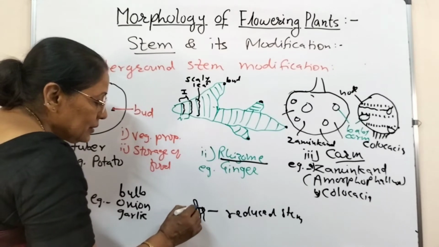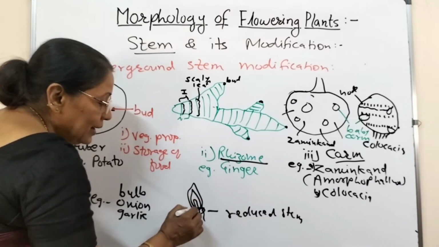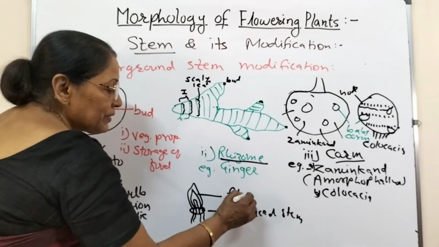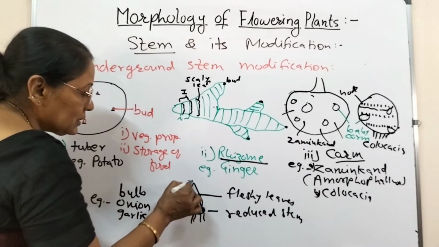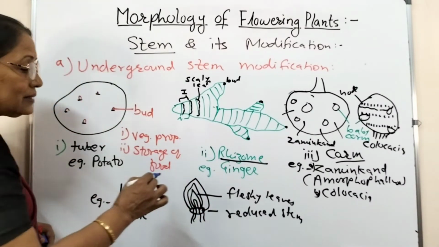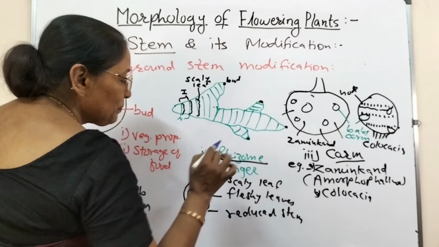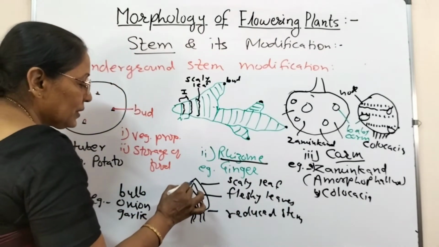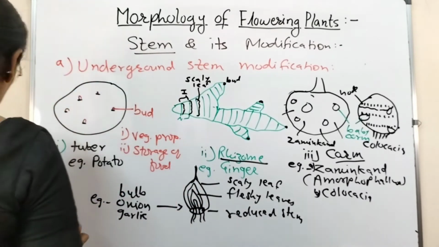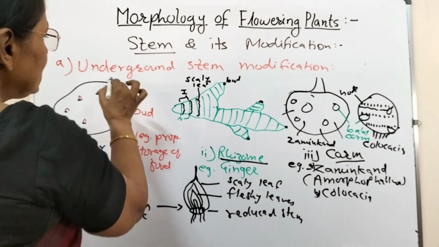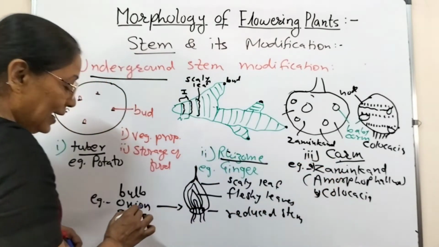From upper side, here the bud, and from every node you will find these leaves coming out, and these internal leaves, they are fleshy leaves. They are fleshy leaves which have the stored food, and the outermost covering, outermost leaf, it is the scaly leaf. It is not laden with food, and it protects it. And this is the structure of onion, which is a bulb. This was the underground stem modifications: the tuber, the rhizome, the corm, and the bulb.